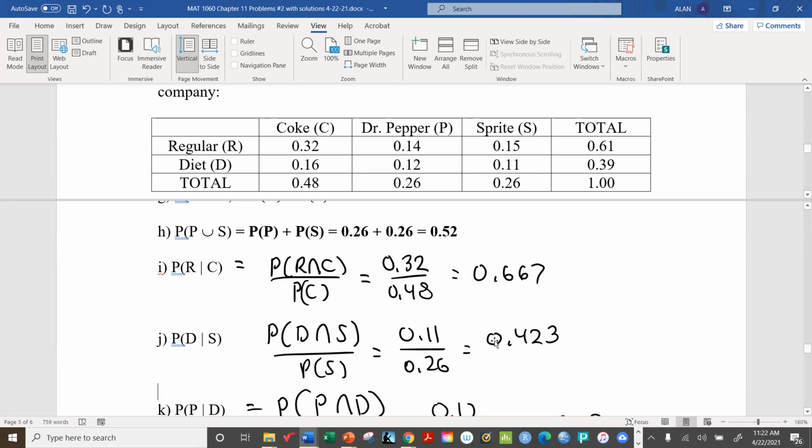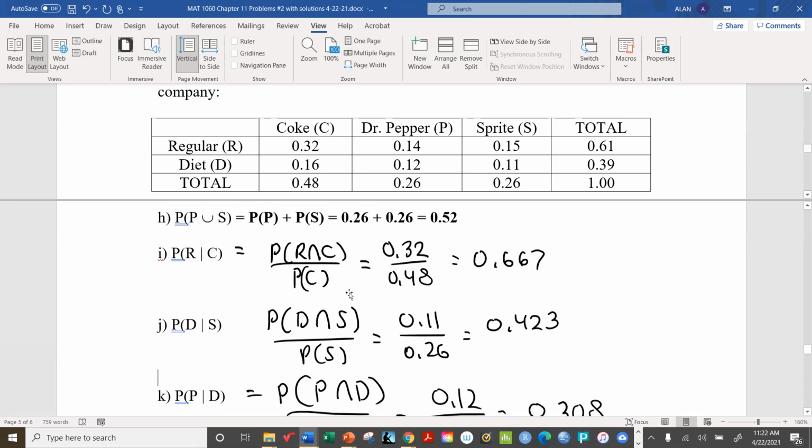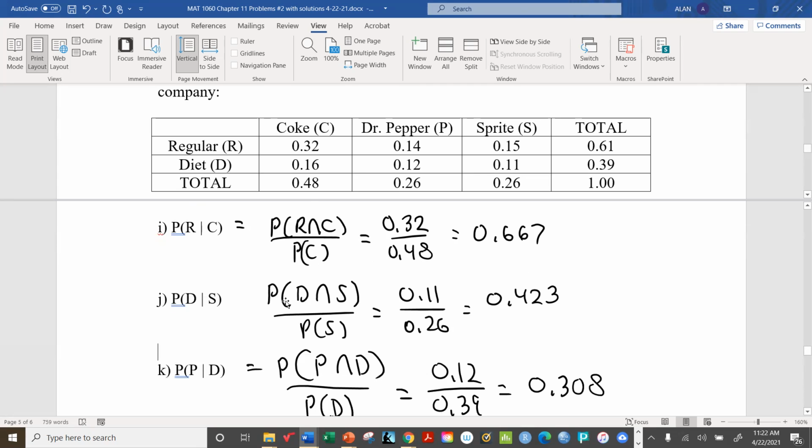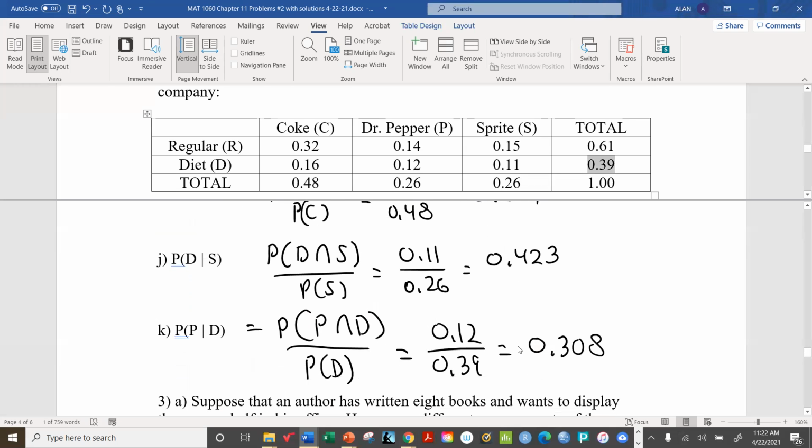And then there's one more here, P given D, which means Dr. Pepper given diet. So in the numerator we have P and D, diet Dr. Pepper, which is 0.12. And then in the denominator, we have D for diet, 0.39. And so that ratio is approximately 0.308. All right, so that question is done.